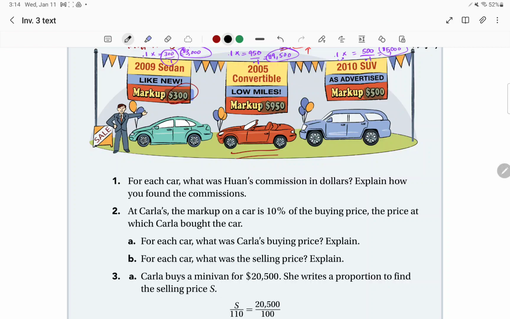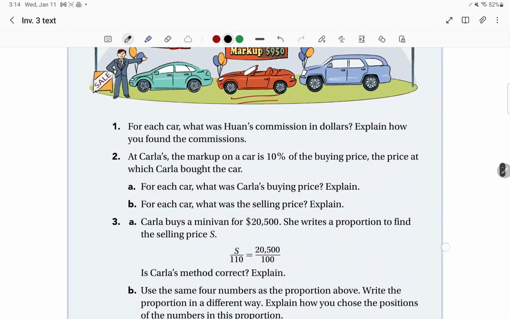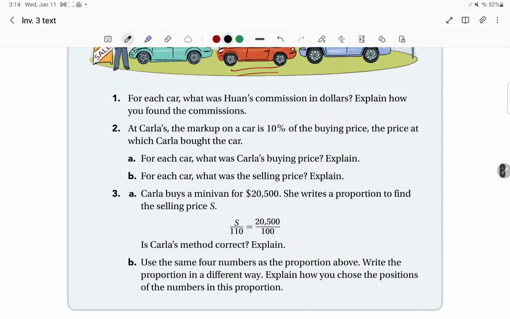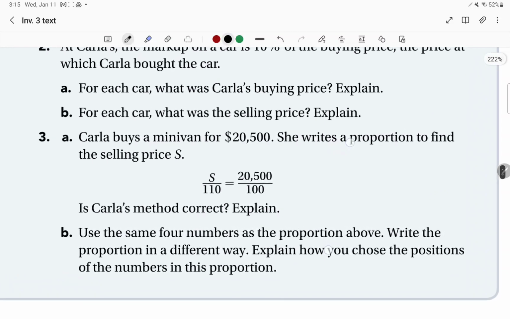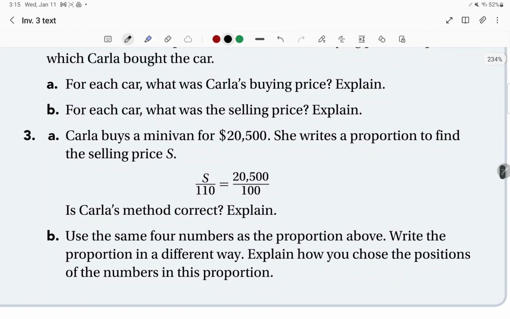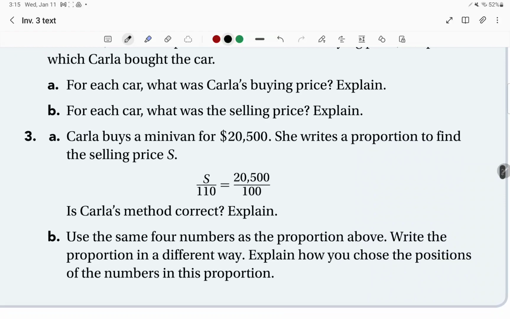All right, so that answers 1 and 2. Let's go ahead and take a look at number 3, where it says Carla buys a minivan for $20,500. She writes a proportion to find the selling price. Is Carla's method correct? So go ahead and try this out to see if you get the same thing that we had gotten before. Well, that's not one that we had before. But she buys a minivan for $20,500, right? And she wants to sell it for that 10% more. And so is this going to give her what she needs? Go ahead and try this on your own and then come back to the video.